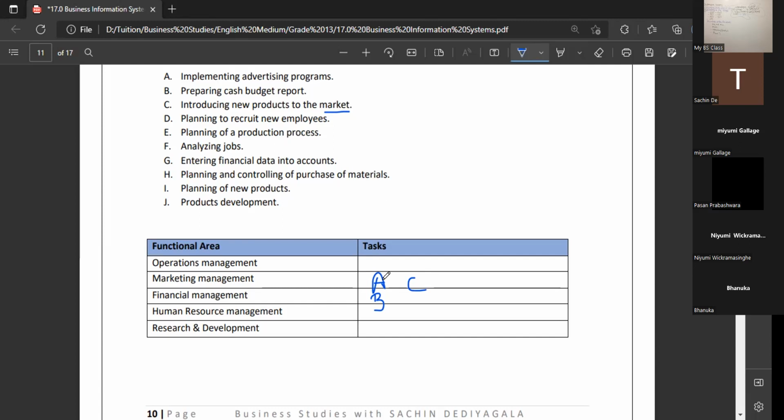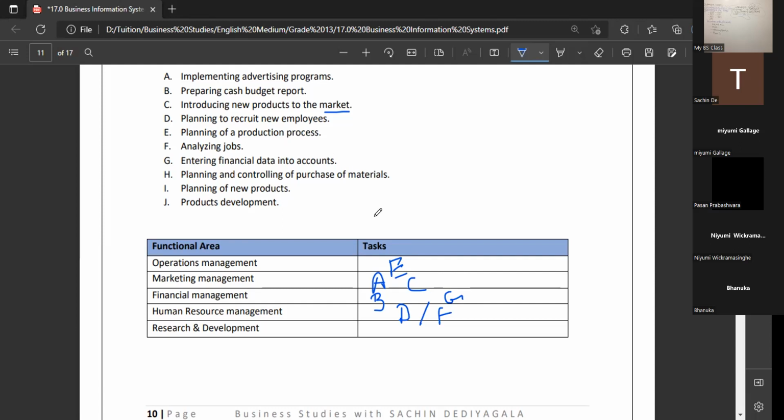D, planning to recruit. When you say recruit, no issues, which will be our next big lesson, human resource management, D. And planning of a production process, without any doubt, is operations management, E. And here you have F, analyzing a job, job analysis. It comes under HR, guys. If you do not know, that is fine. It's about deciding the job responsibilities, the tasks you need to perform, and the qualifications you need to have to perform that job. Entering financial data, obviously financial management, which is G.